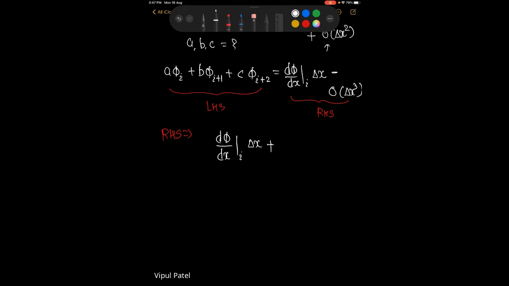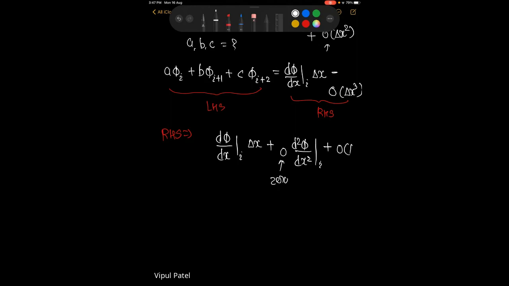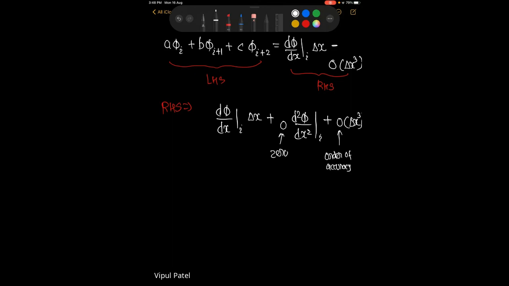Then I can also take d square phi by dx square at node I. But this kind of term is not there actually, so I'll multiply this term with 0. Then I'll take this particular term, which has an order of accuracy of delta x cube. This is actually not a 0, but is the order of accuracy. So this is just a slight modification of the right hand side term.